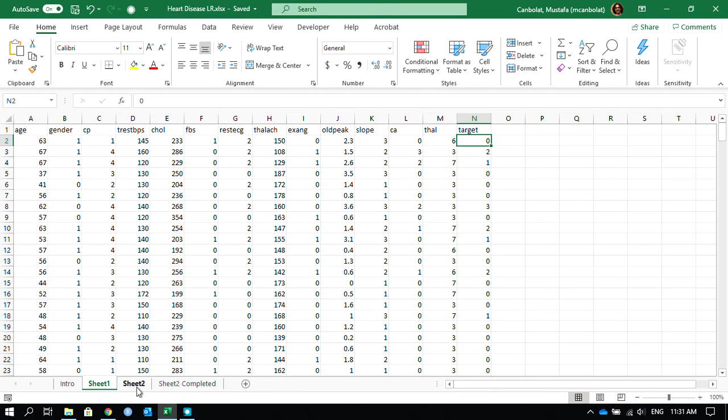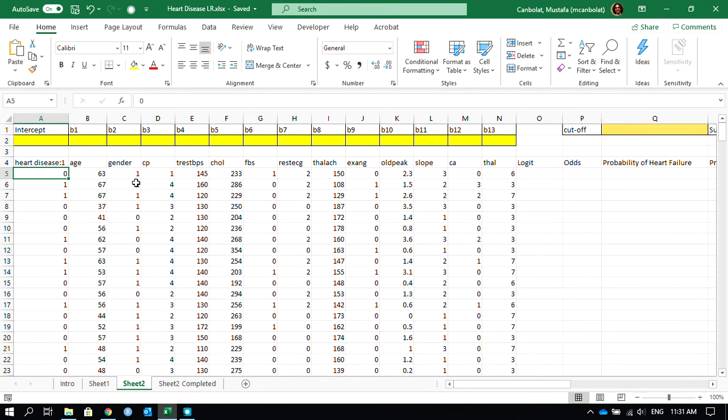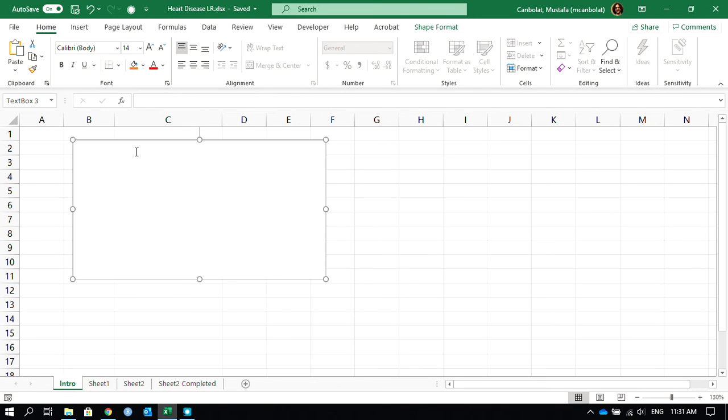Okay, so what I did here is I cleaned the data set, and I put the heart disease column in the first column here, and all the other variables, and we will just use Excel to build the model. But first of all, let's just give a quick introduction to logistic regression.